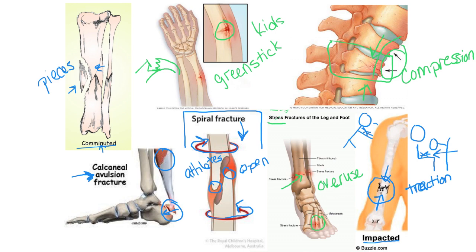Spiral fractures commonly require surgery. Avulsion fractures always require surgery. Comminuted usually, impacted usually. Stress fractures very rarely require surgery. Green stick fractures don't require surgery. Compression fractures, they're usually not anything that you can do any form of surgery to repair.